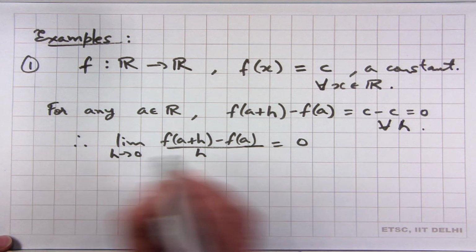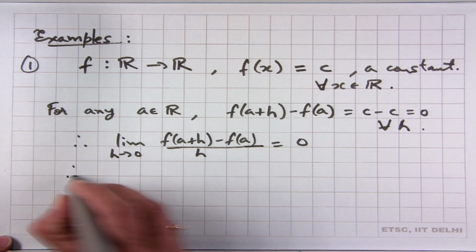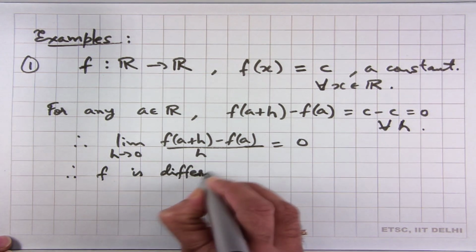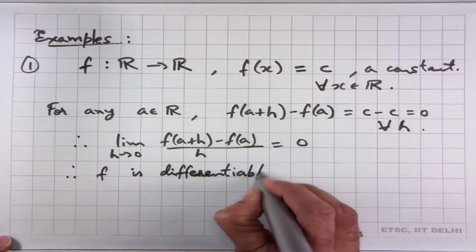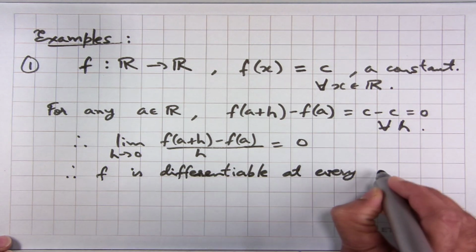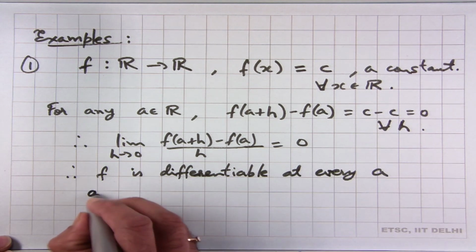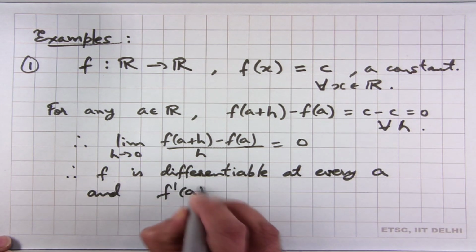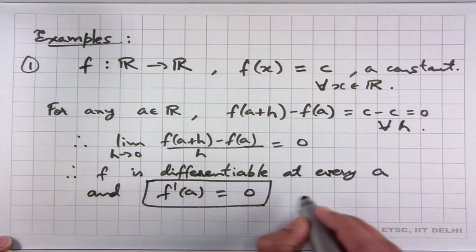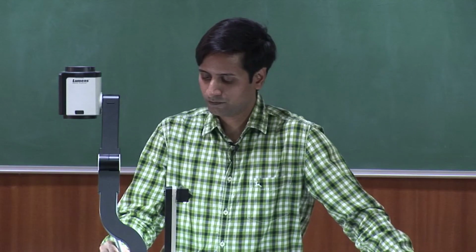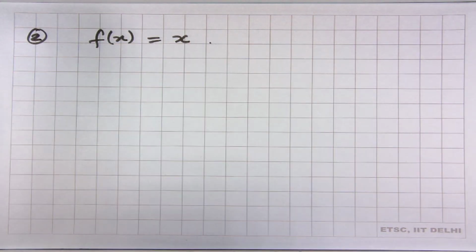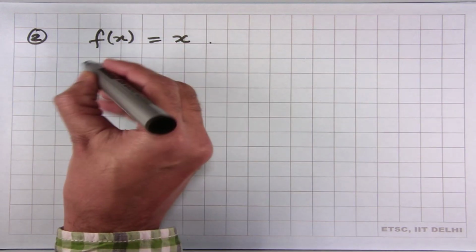So, therefore, f is differentiable at every a, and f prime of a is equal to 0. So, for the constant function, the derivative is 0 everywhere. Next example, let us look at f x equal to x. Now, let us try to calculate again the limit.